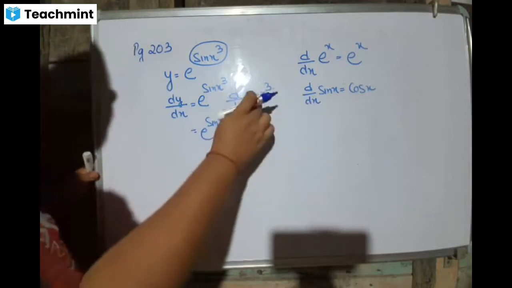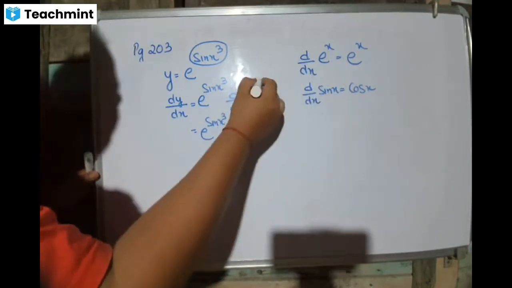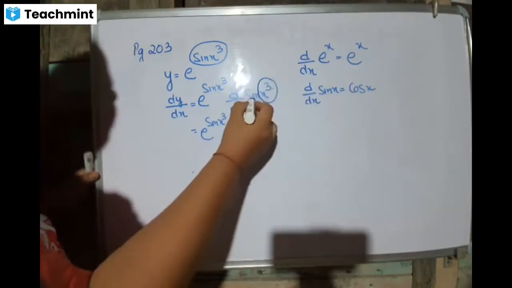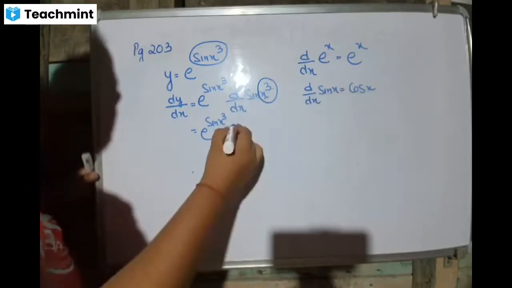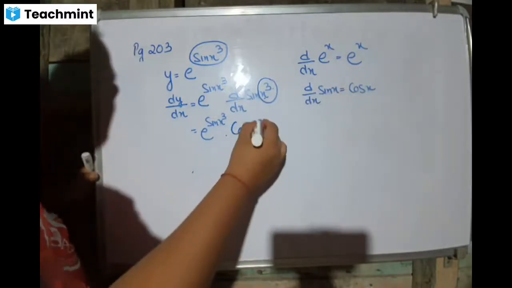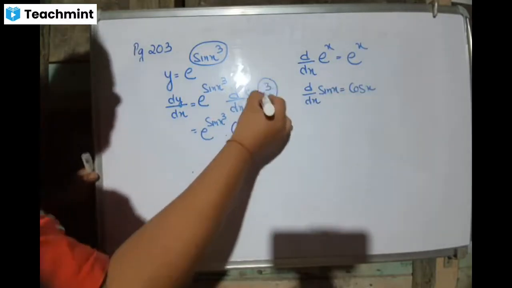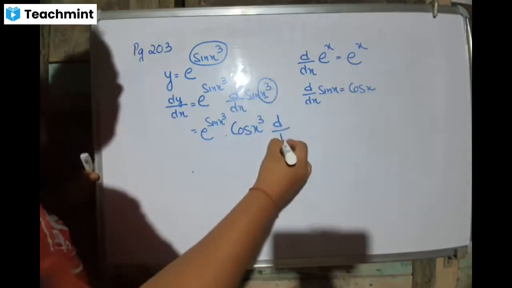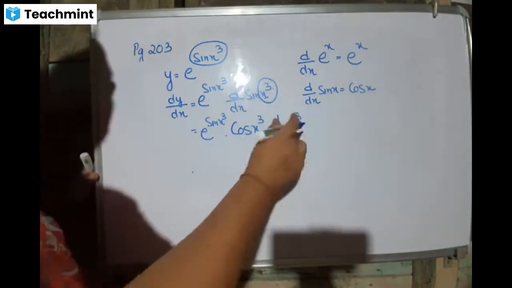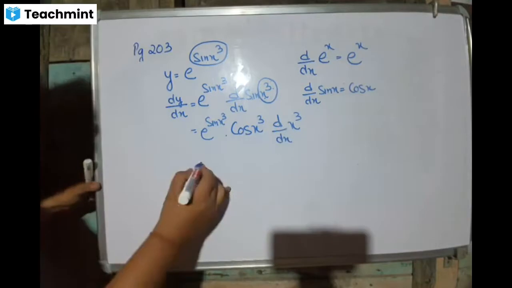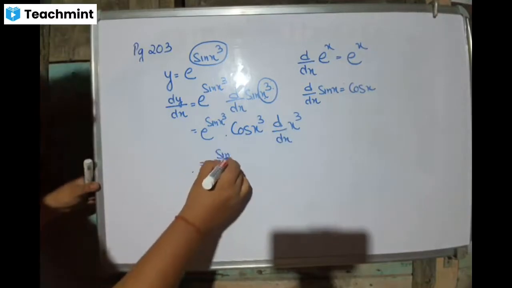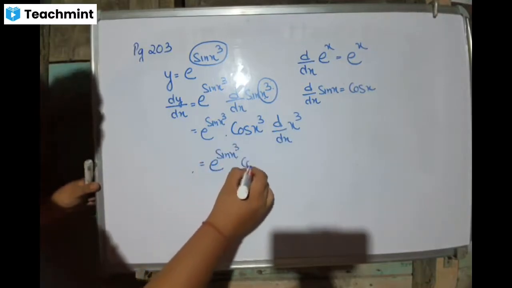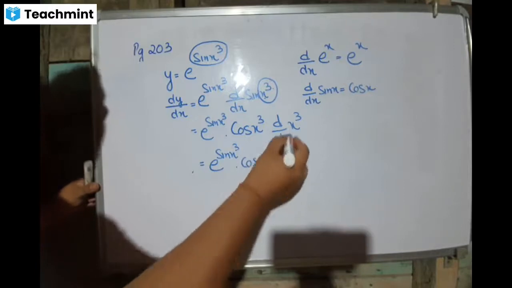In order to convert this, the x cube part has to be assumed as x. So derivative of sine x is cos x, cos of x, but write down the value of x. But this is just an assumption. So d by dx of x cube. So what do you get? E to the power sine x cube into cos x cube, into the differentiation of x cube.